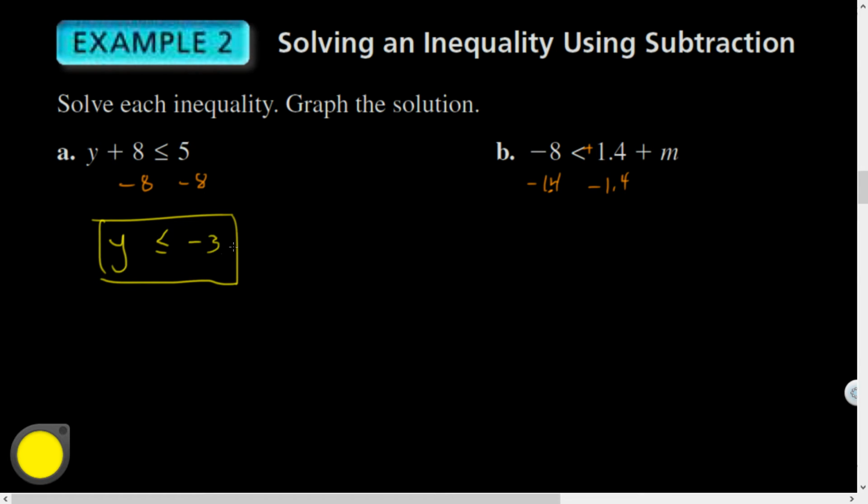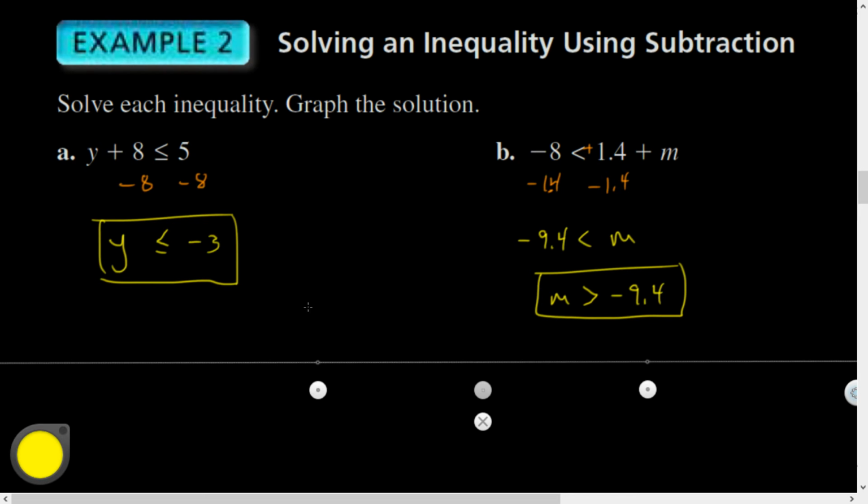expression, inequality rather. Let's see, negative 8 minus 1.4, it's becoming more negative. 8 and 1.4, I think 9.4 in the negative direction. The inequality stays the same. I get negative 9.4 is less than M. Let's flip it. M, flip the inequality, is greater than negative 9.4. Not too shabby.